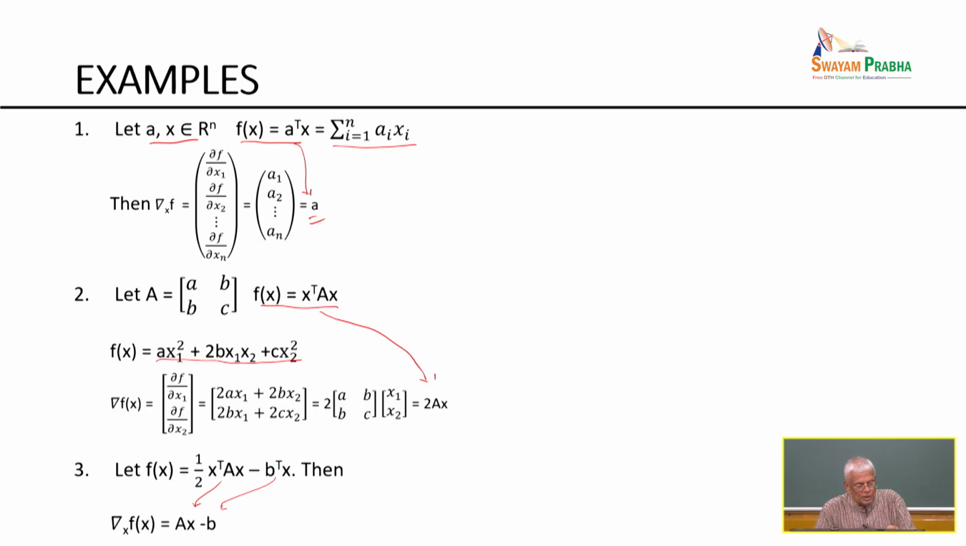So if I want to find the minimum, I do know the minimum occurs where the gradient vanishes. You all know that.